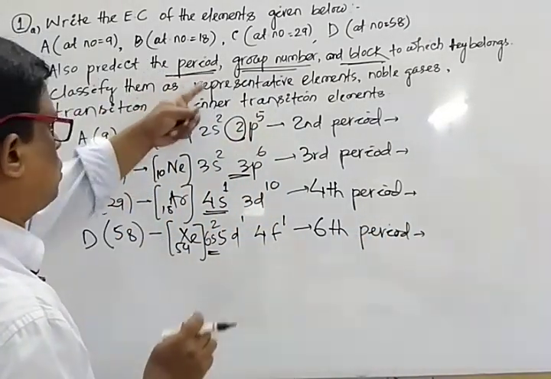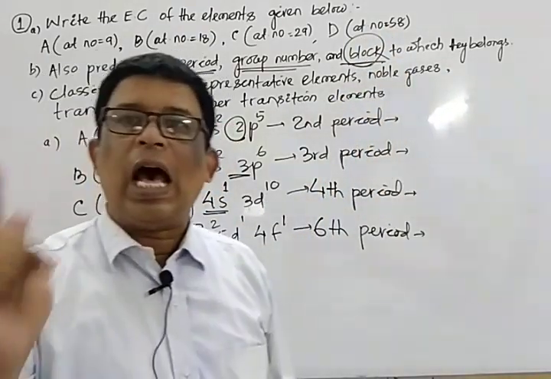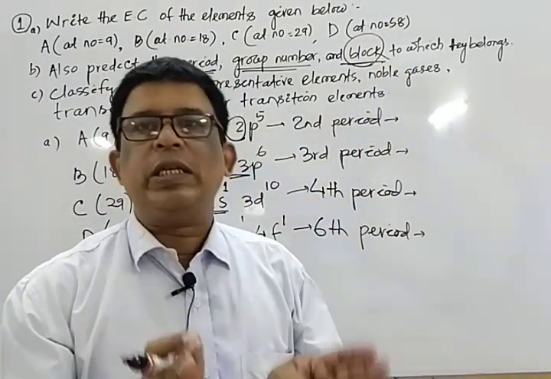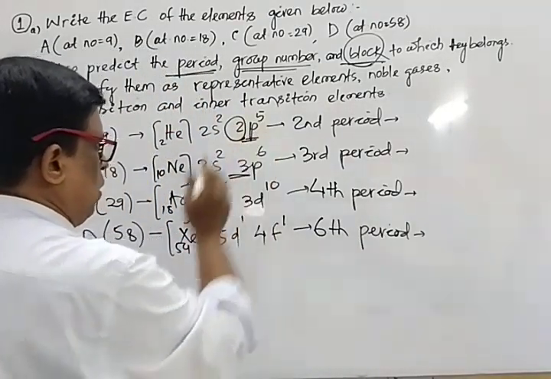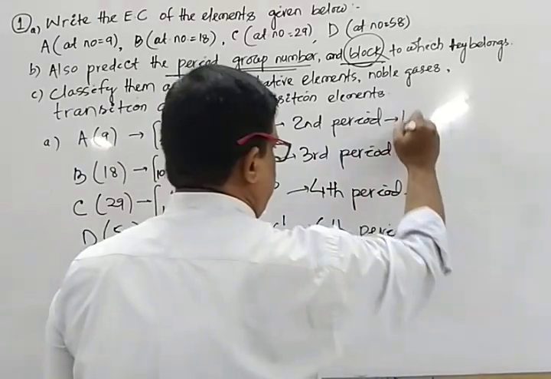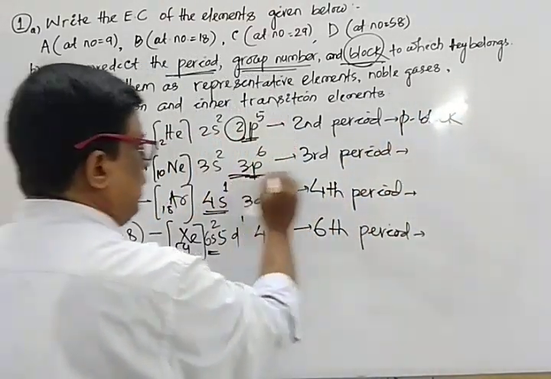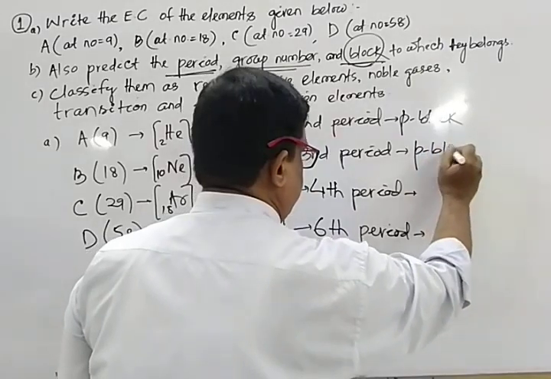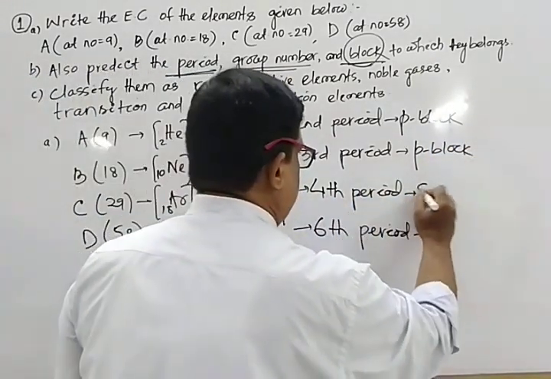Next, switch over to block. Block is decided by the last electron, the orbital which receives the last electron. The last electron belongs to p, so it is p block. Last electron in p, that is p block. Last electron in s, that is s block.